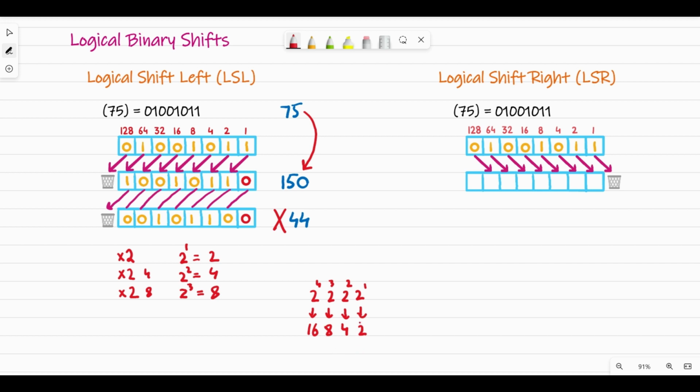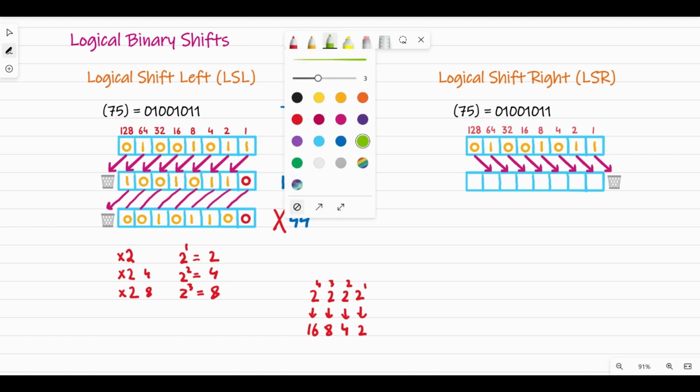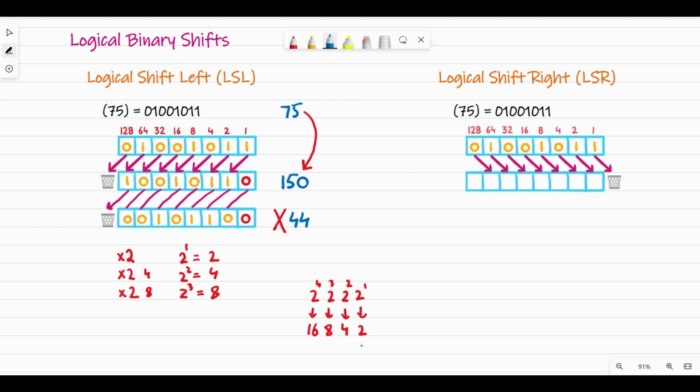Okay, so the first logical left shift on 75 as an example will have an effect of 75 multiplied by 2. Then the second logical shift will have an effect of 75 multiplied by overall 4. Overall effect will be 4, but on a single side it will have an effect of multiply by 2 again.